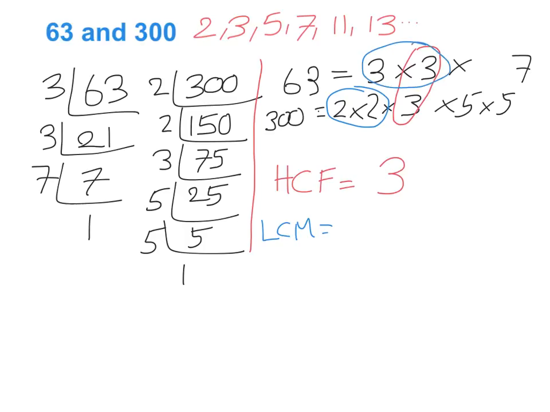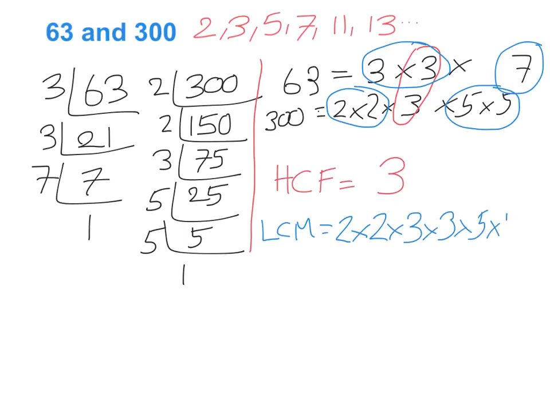To do the lowest common multiple, we've got 2 2's here. That's a bigger amount of 3's because 300 only had 1 3. That's the bigger amount of 5's. And that's the biggest amount of 7's. So I need to include all of these. 2 times 2 times 3 times 3 times 5 times 5 times 7.